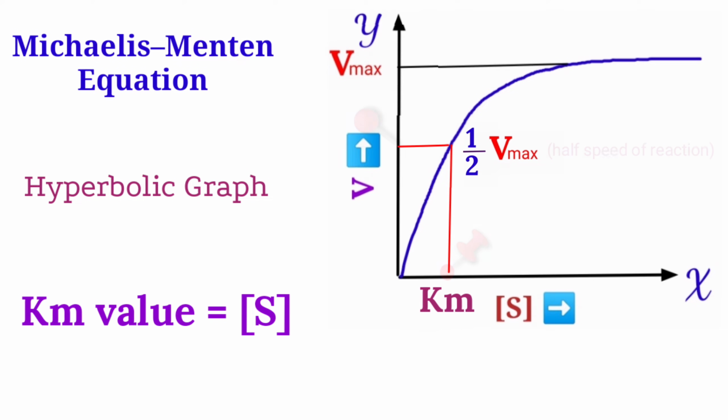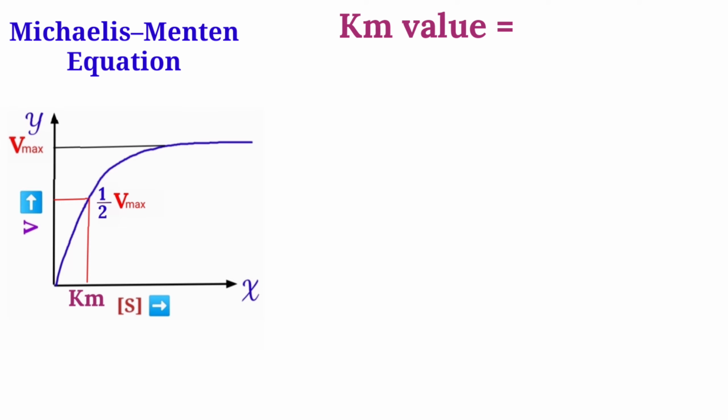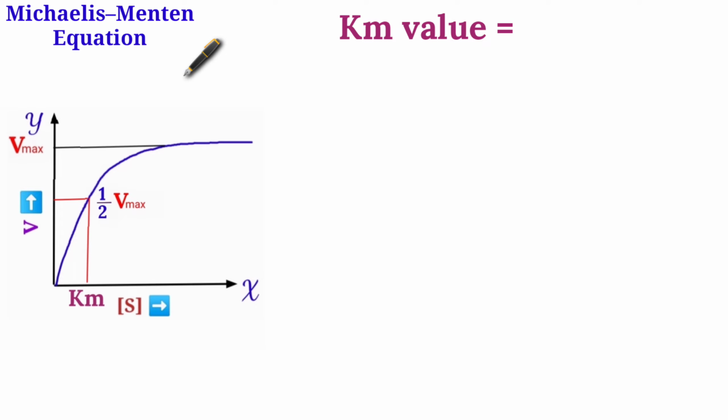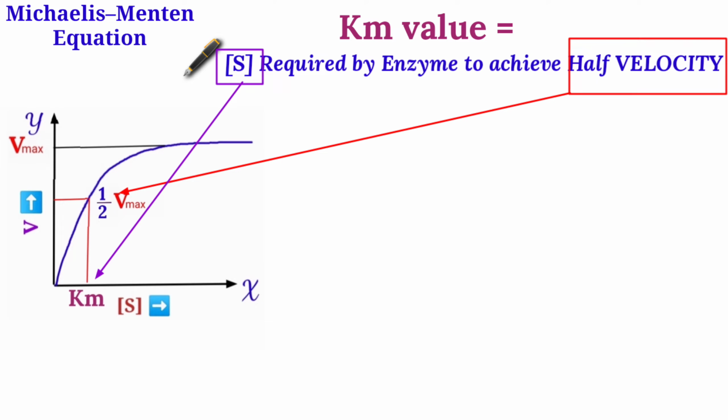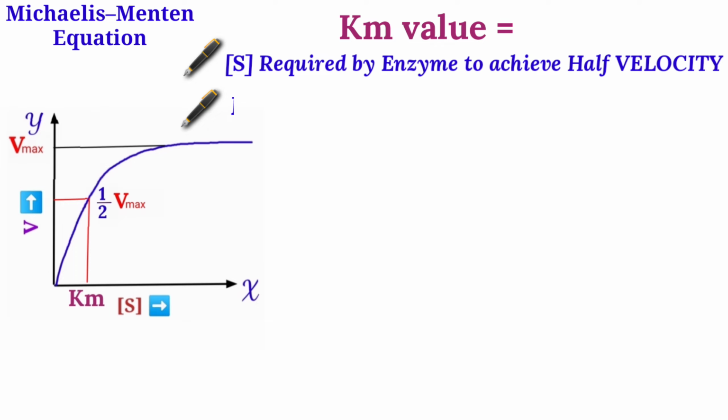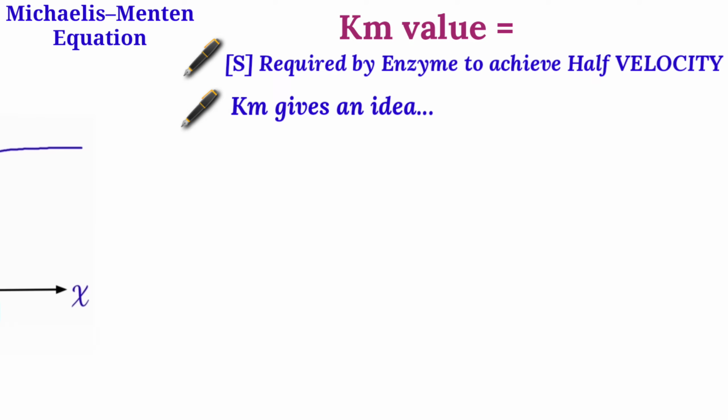Km value represents the substrate concentration. So Km gives an idea about the requirement of substrate concentration to reach the velocity up to 1/2 of the Vmax. Km is also useful to give an idea.